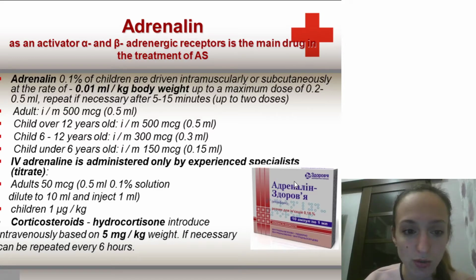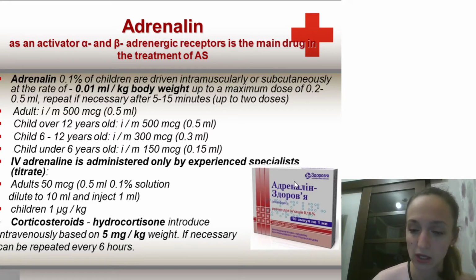Adults and children over 12 years, children 6-12 years, and children under 6 years, all have different milligram doses. Adrenaline is administered only by experienced specialists, to adults and children. Corticosteroids, hydrocortisone, are introduced intravenously based on 5 milligrams per kilogram weight. If necessary, it can be repeated every 6 hours. And this is a picture of adrenaline medication in our pharmacies.